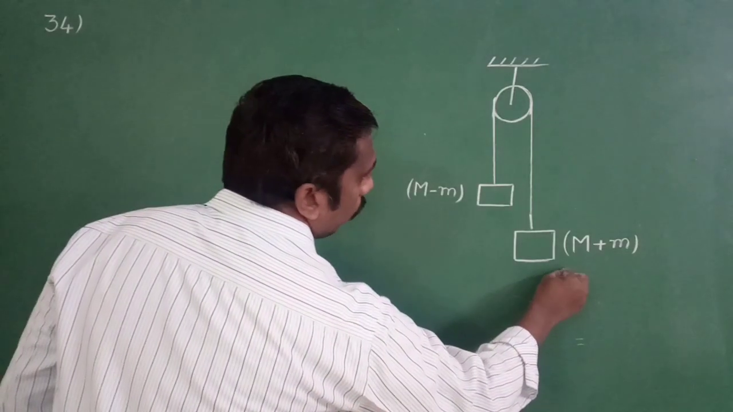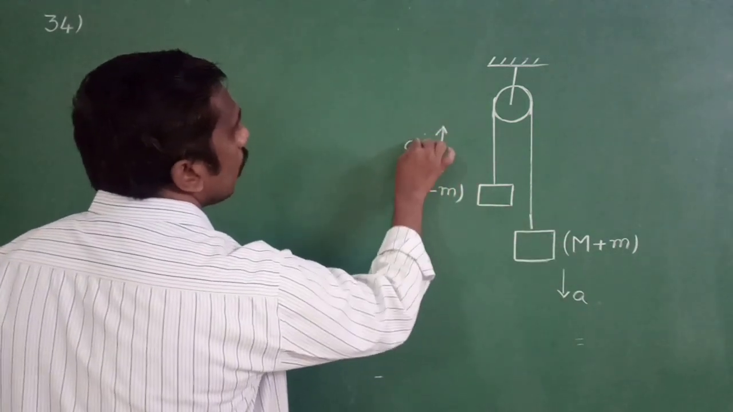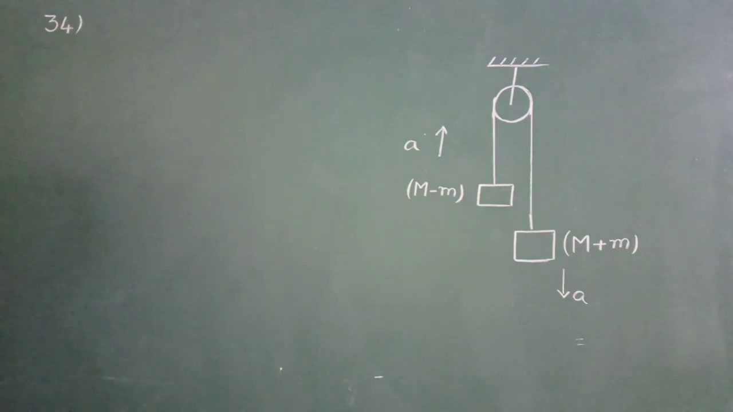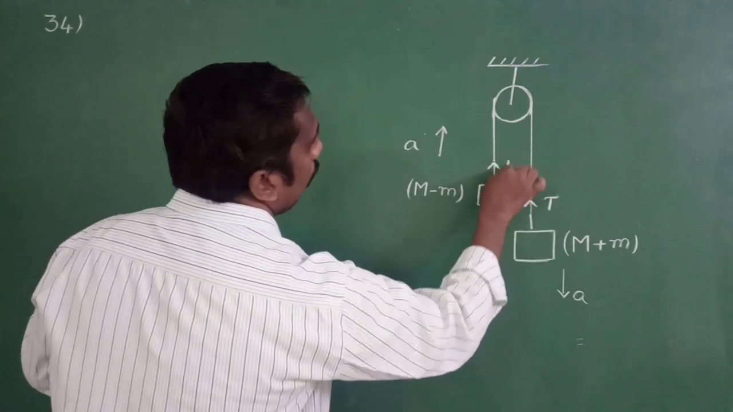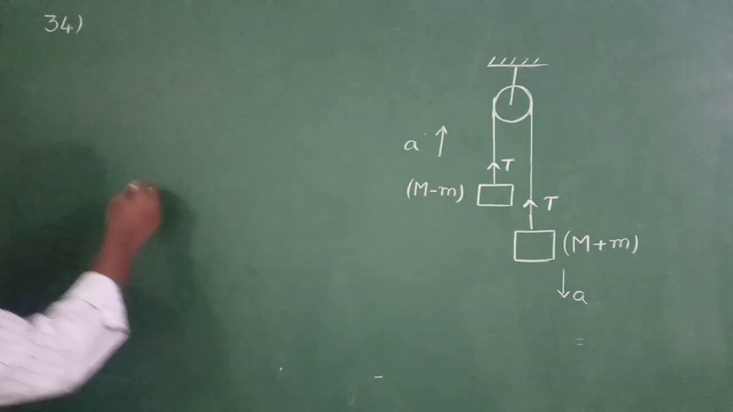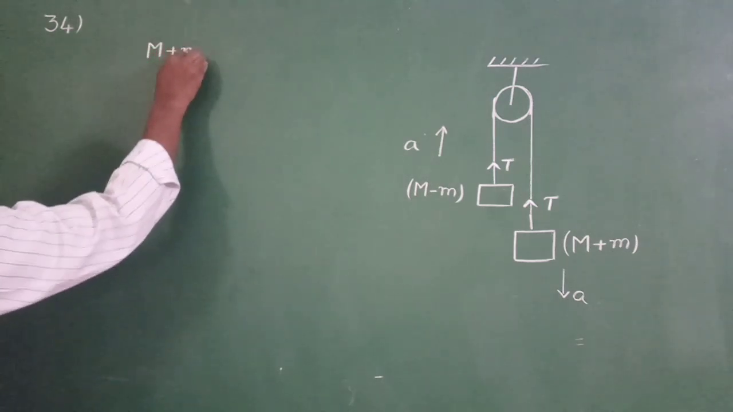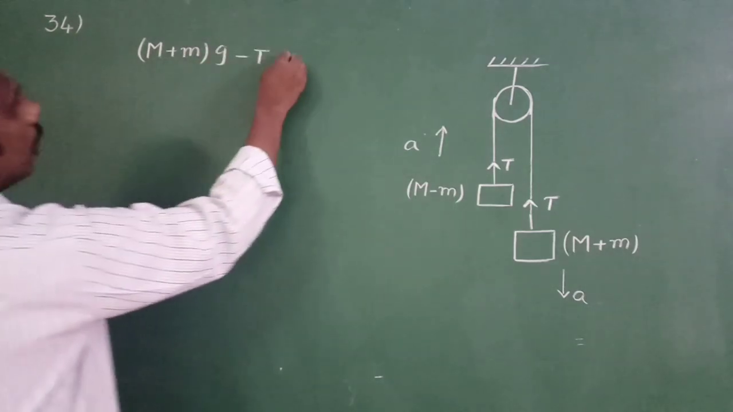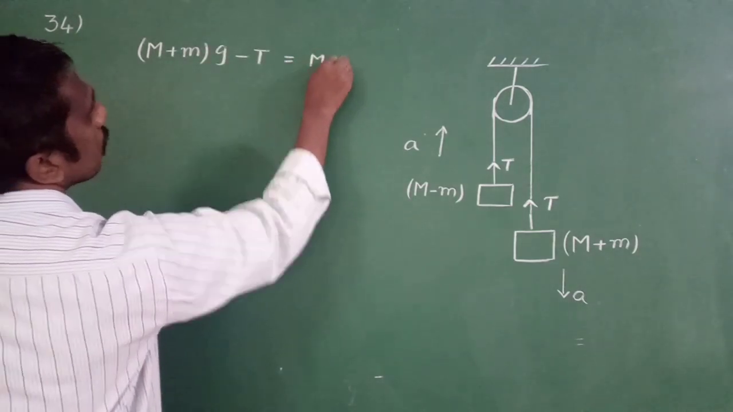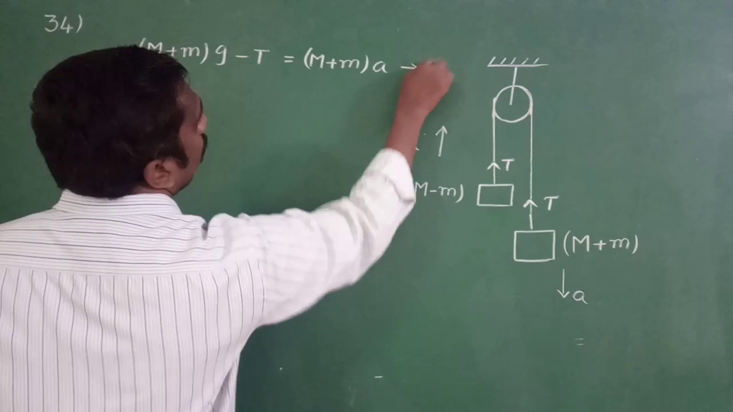Here, this block is moving downward with a certain acceleration a, and this one is going upward with the same acceleration, because both blocks are connected by the same string. Write the equations. In the string, tension T will develop acting in the upward direction. Come to this first one. Its weight is acting downward, that is (M plus m) into g, and the tension is acting upward. So (M plus m)g minus T is equal to (M plus m) into acceleration a. Say this is equation number 1.